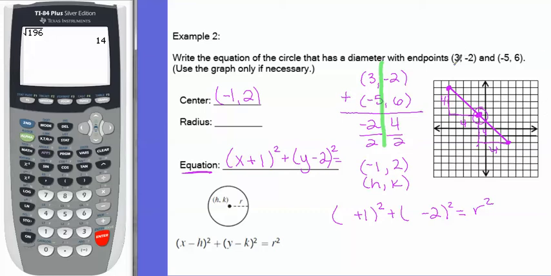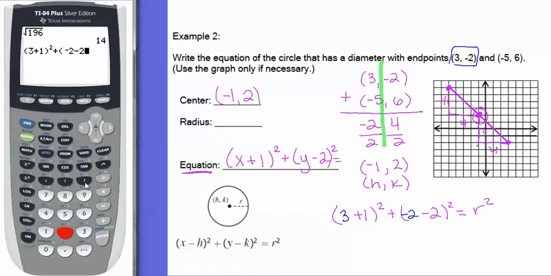So first I'm going to start with this point, (3, -2). And we're going to plug that exactly as you see it into my calculator: parenthesis, 3 plus 1, squared, plus parenthesis, -2 minus 2, squared. And what do I get? I get 32.